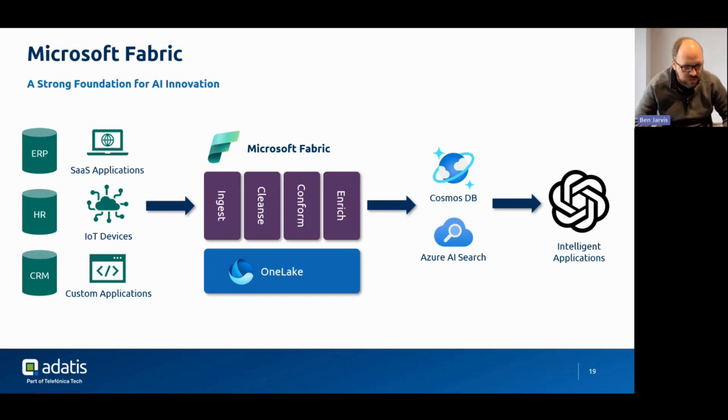We can then use Fabric to go through those four stages that I mentioned previously of ingesting that data, cleansing it, conforming it, and then enriching it. Then we can push that data into tools such as Cosmos DB and Azure AI Search, and that data can then be used by our intelligent applications that use services such as the Azure OpenAI service.